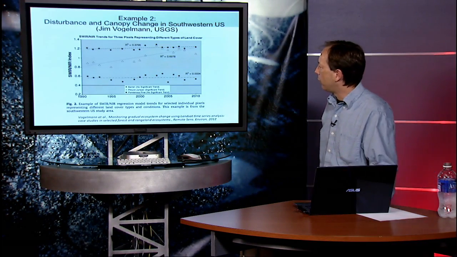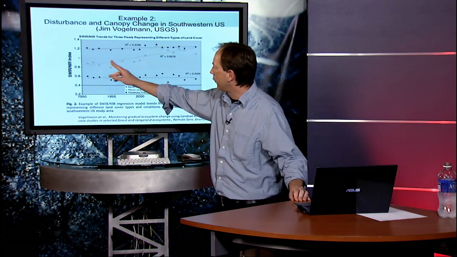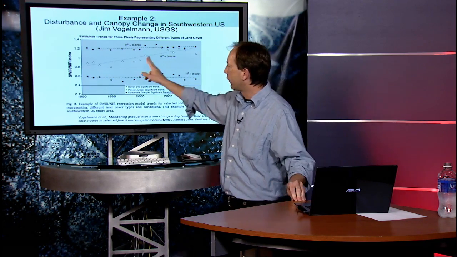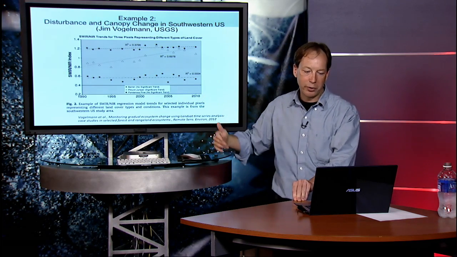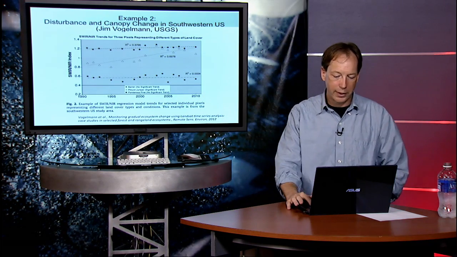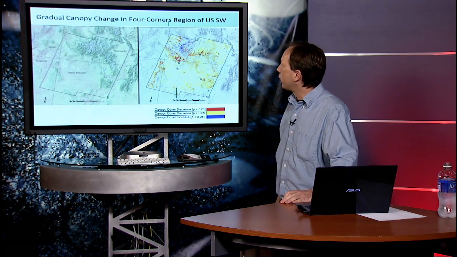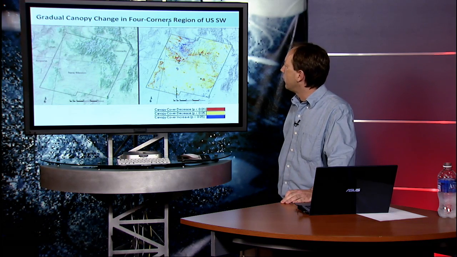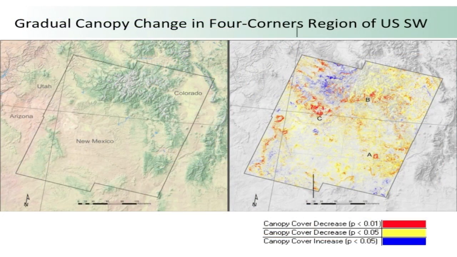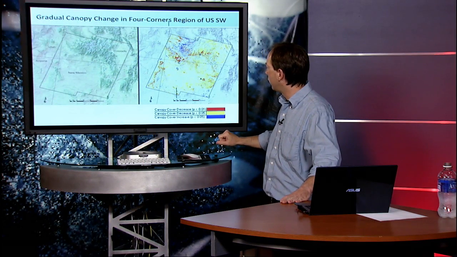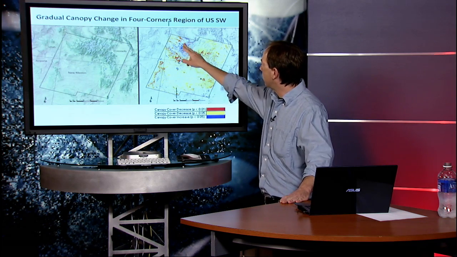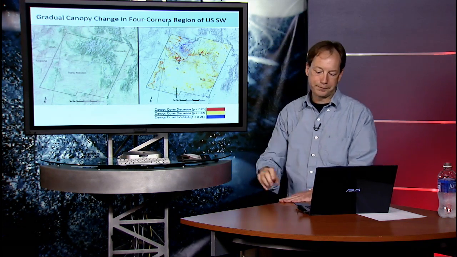Here's an example of how he's using that particular index and seeing it change through time and being able to extract that trend. Again, obviously calibrated data are very important for being able to do that kind of work. He's able to extend this approach to look at canopy change across the Four Corners area of the southwestern US, so Utah, Arizona, New Mexico, and Colorado. Here he's showing areas primarily of canopy cover decrease in some of the conifer forests in the southwest, and some areas of canopy cover increase as well.